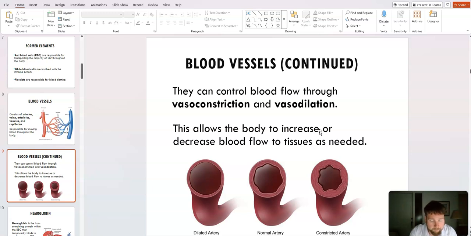Vasodilation, if you're out running in the heat, if you're running a mile, the blood vessels in your legs are going to be vasodilated because they want more oxygen to your muscles, to that part of your body. So yeah, if you're at rest, then your blood vessels will be at normal. So make sure you know what happens during vasoconstriction. The blood vessels, the walls get bigger, which means less blood flow to that site. Vasodilation, more blood flow, the walls get thinner.